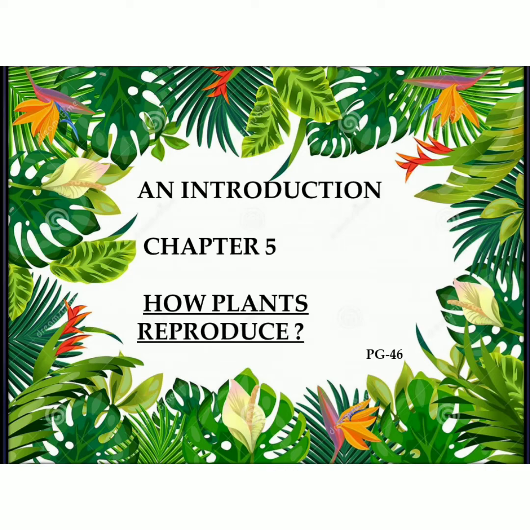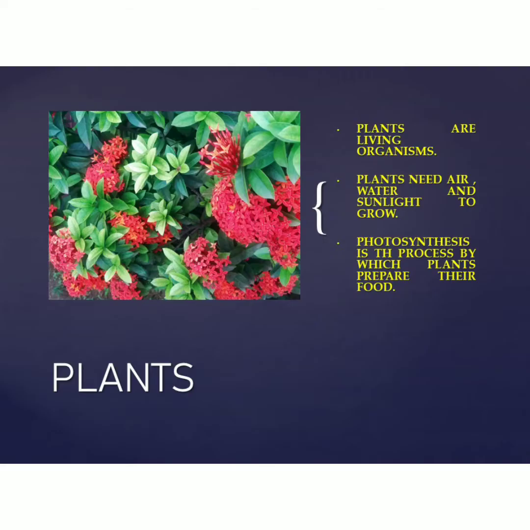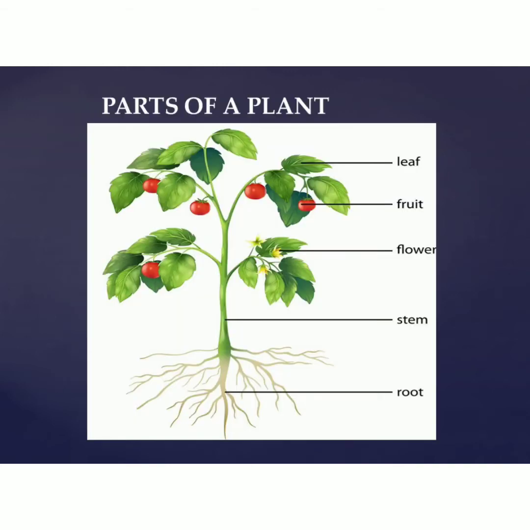So let us start. Plants. What are plants? Plants are living organisms and they need air, water, and sunlight to grow. And photosynthesis is the process by which the plants make their food. These are the parts of a plant, as we all know. There's the leaf, the fruit, the flower, the stem, and the root.